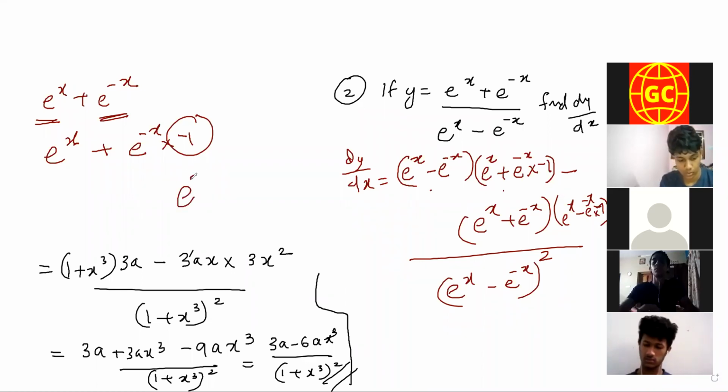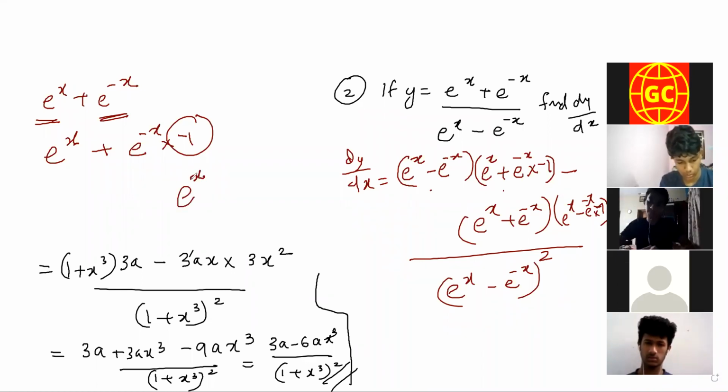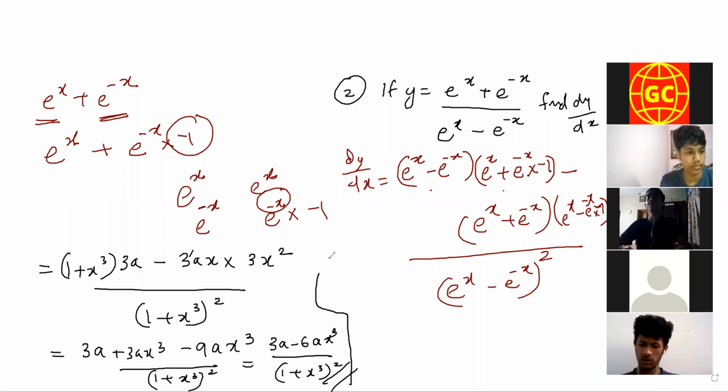If there is e raised to x, what is the derivative? If there is simply e raised to x, what is the derivative? e raised to x itself. But if the question is the derivative of e raised to minus x, that is e raised to minus x into the derivative of minus x. Chain rule, yesterday's chain rule. Remember that?